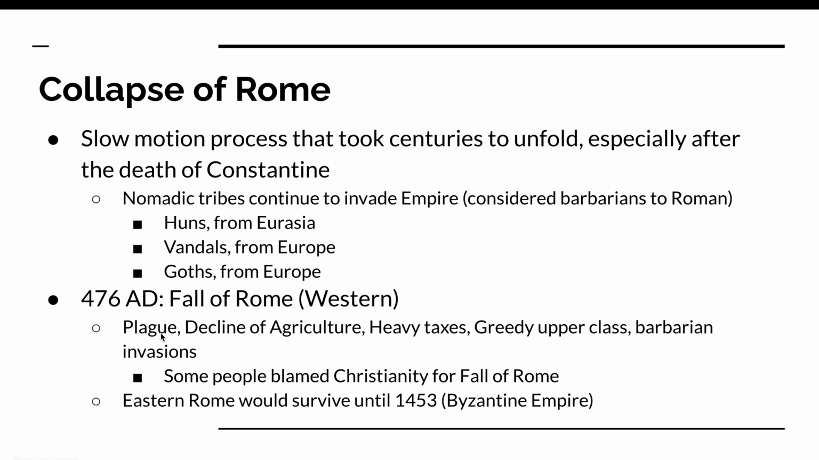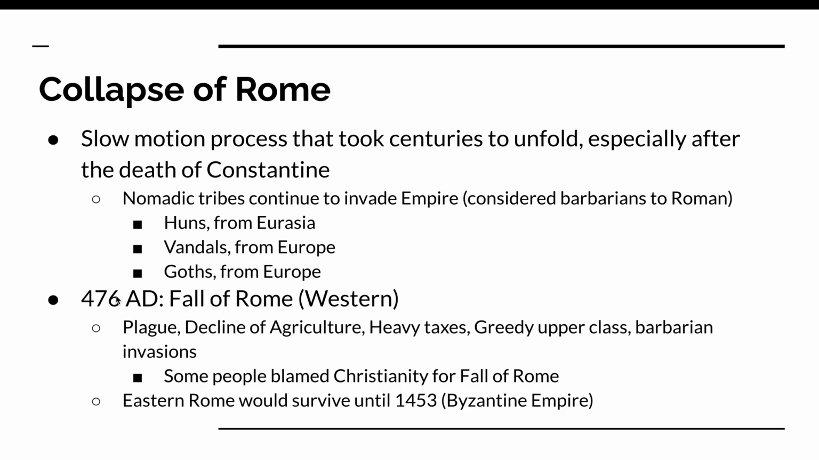We also see plague, as I mentioned. Agriculture starts to decline. There's a big tax burden on the middle class. The leaders, the Roman emperors who ruled Rome, were not very good at their jobs, along with these barbarian invasions. Some people just try to blame Christianity for the fall of Rome. There are lots of theories as to why Rome falls, but really it's this combination of reasons that ultimately lead to the fall of Rome in 476.